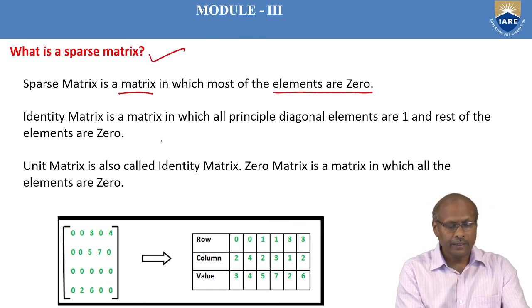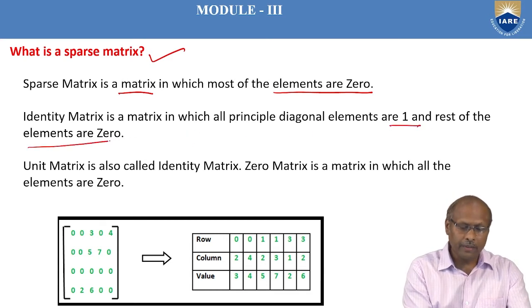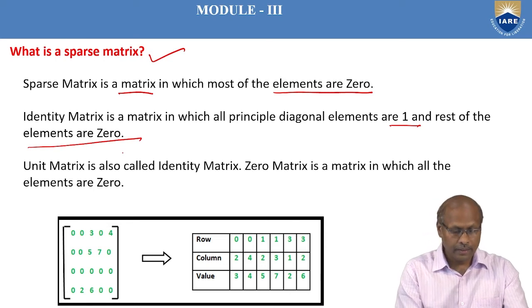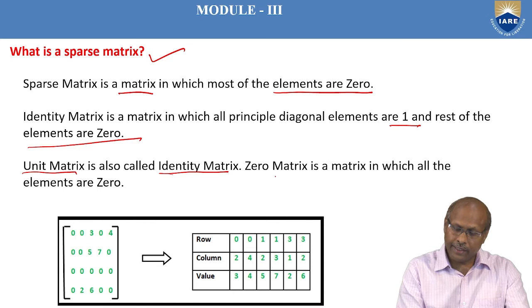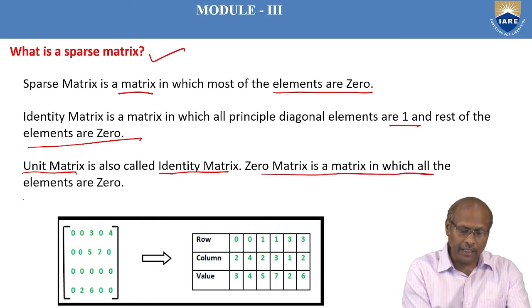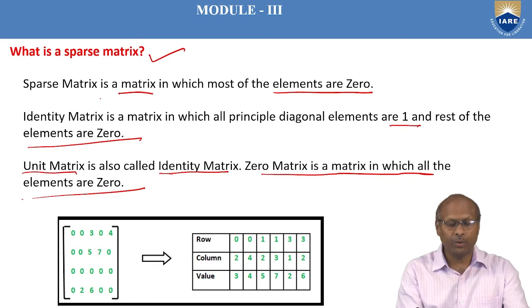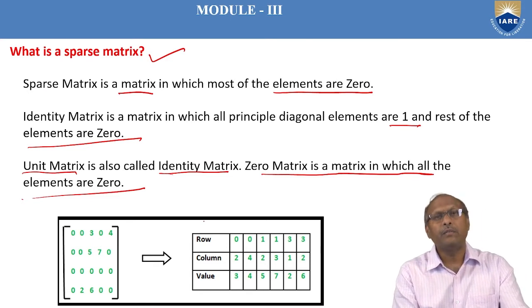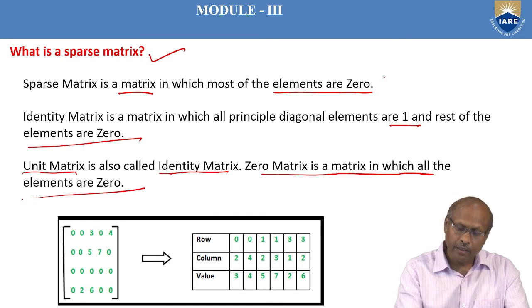then that is called a sparse matrix. An identity matrix is a matrix in which all principal diagonal elements are 1 and the rest of the elements are 0. A unit matrix is also an identity matrix, whereas a zero matrix is a matrix in which all the elements are 0. But here they will ask, what is a sparse matrix? Then you should say a matrix which contains more zeros than non-zeros.